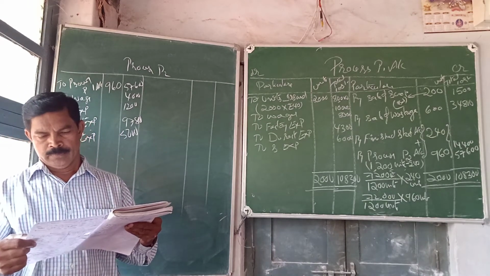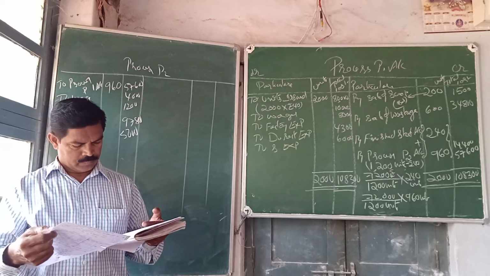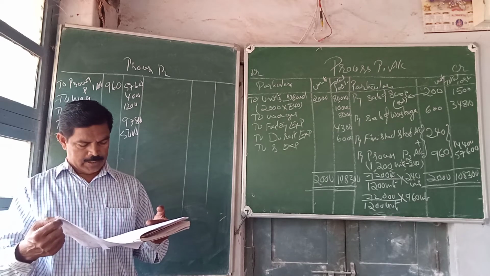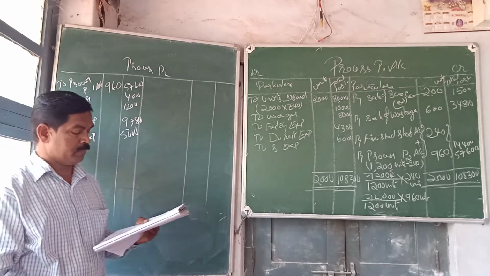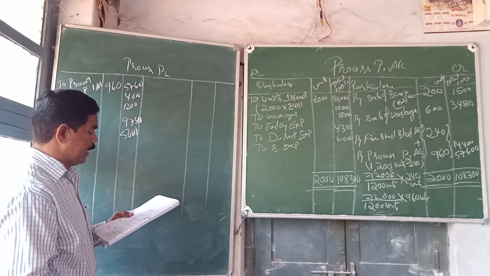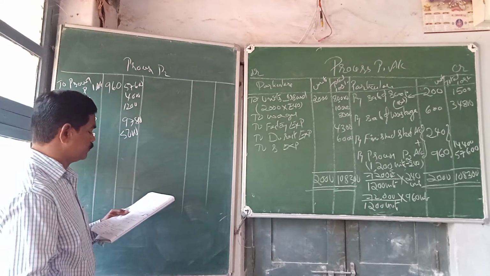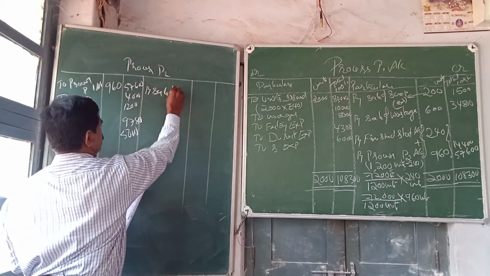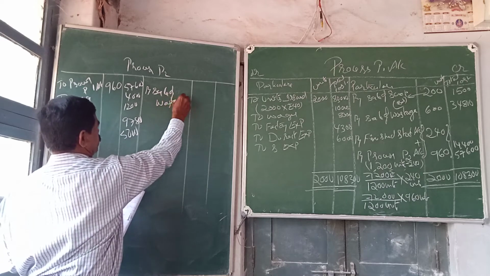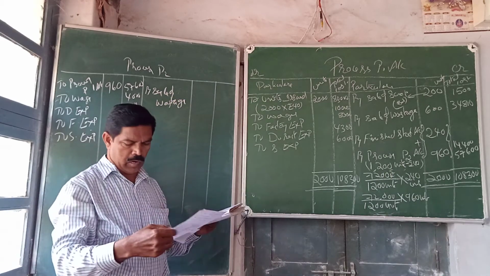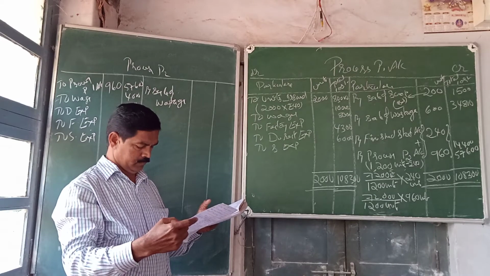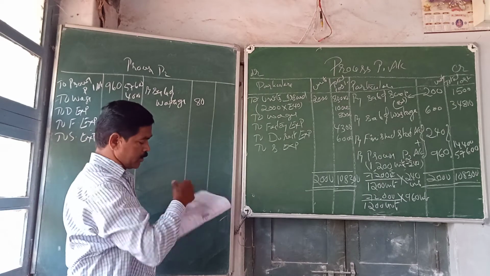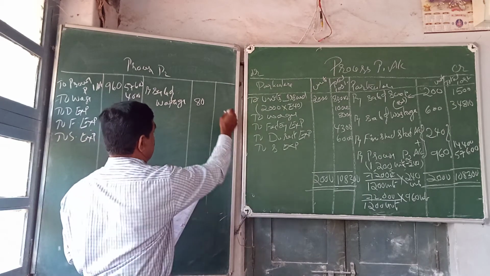Then scrap sold nil here. Sale of wastage is there. By sale of wastage, the number of wastage units sold here is 80 units. Value is 9,580.